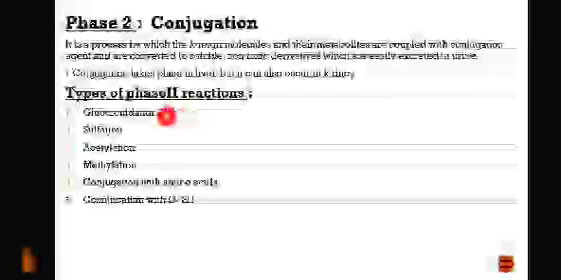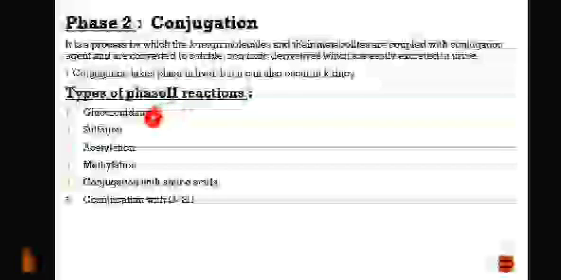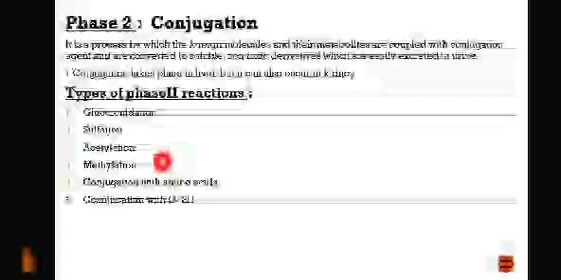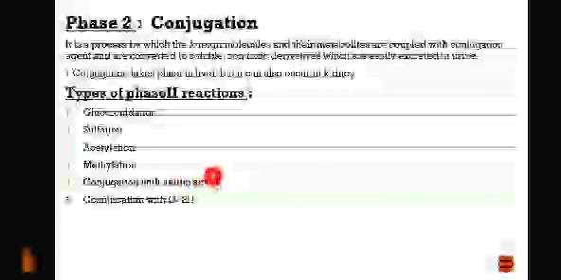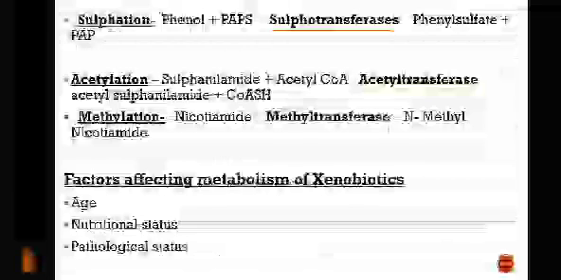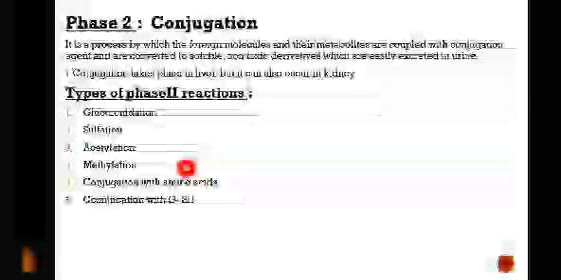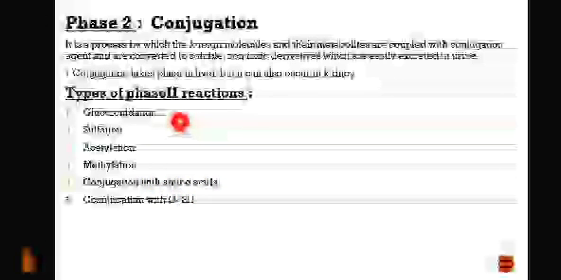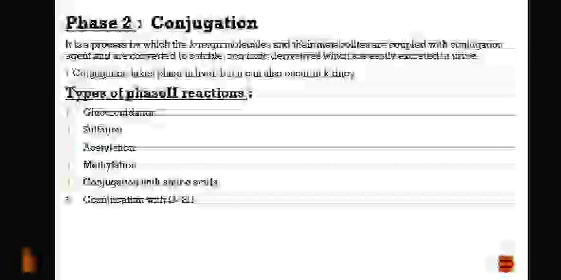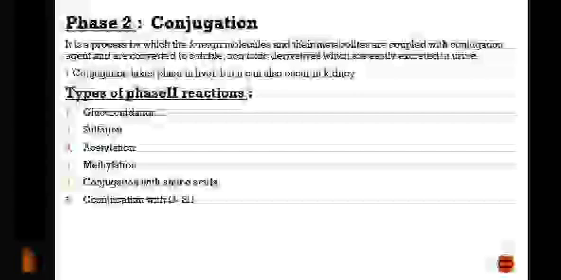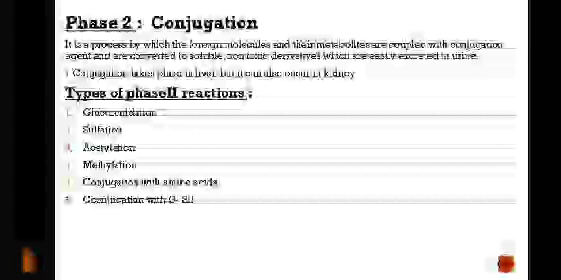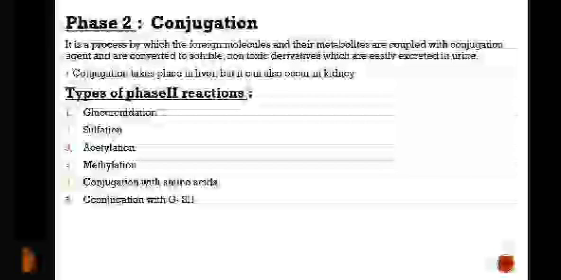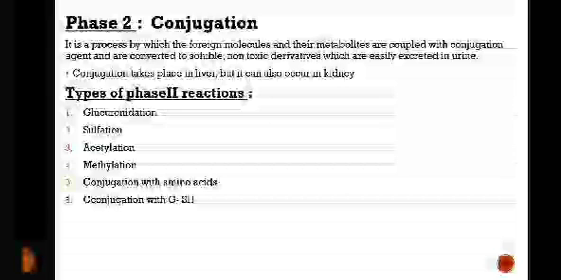Now, the types of phase 2 reaction are glucuronidation, sulfation, acetylation, methylation, conjugation with amino acid, and conjugation with glutathione. So now, what is glucuronidation? It is the most common conjugation reaction. The compounds are conjugated with glucuronic acid. These are aromatic acid, benzoic acid, phenols, etc.